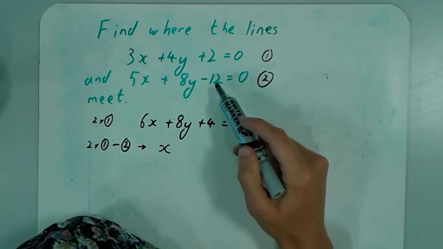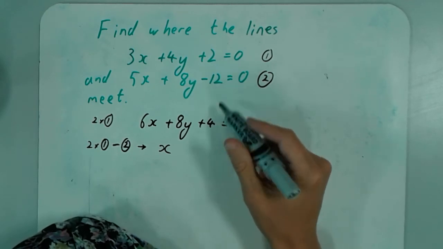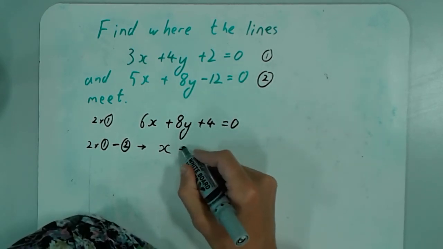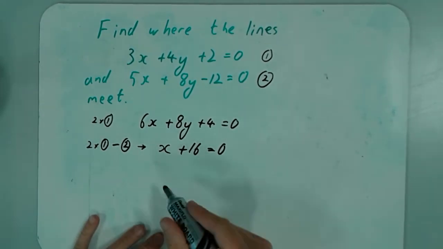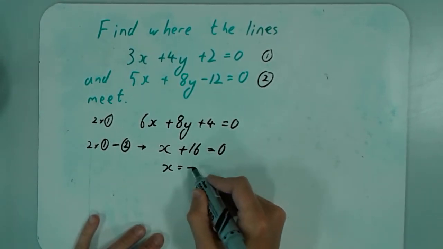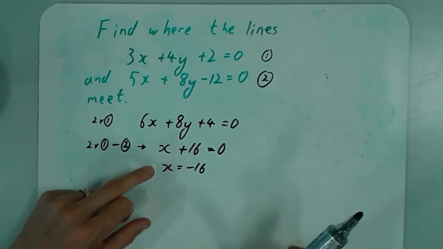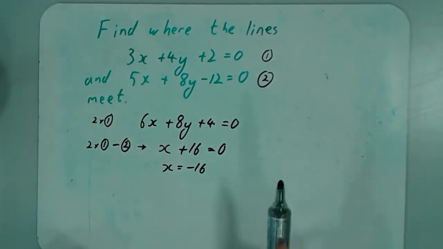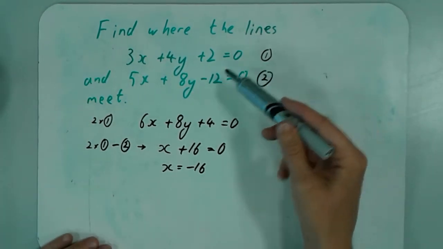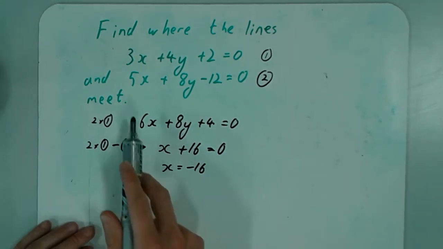Similarly, we're going to have 4 take away minus 12. That's going to give us x plus 16 equals 0. Therefore, we can see that x must be minus 16. All we need to do now is substitute this result back into here. We can choose either one of these equations. I'm probably going to go with equation 1 just because it's got slightly smaller numbers. That usually means it's going to be a little bit easier.